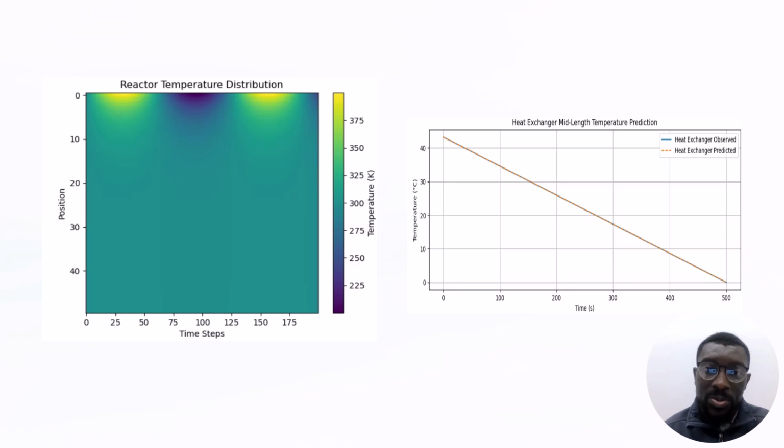So here we were able to look at the reactor temperature distribution profile, and we could gauge the time as well as the position. The yellow side is basically the hottest place, and the temperature is in Kelvin. And then the heat exchanger mid-length temperature. The one observed coincides with the predicted value of the heat prediction, which was a good indication that we were on the right spot.